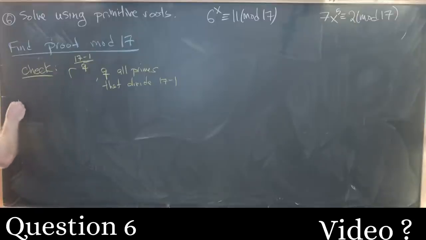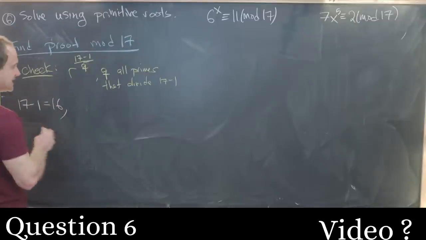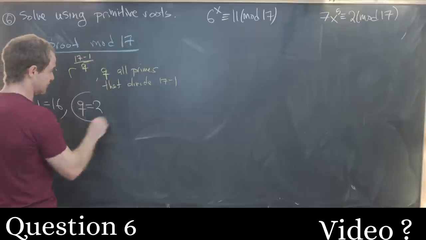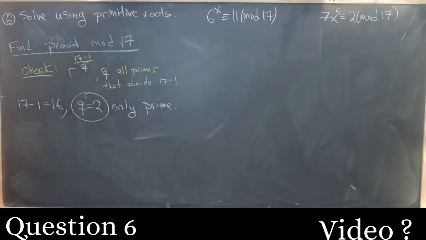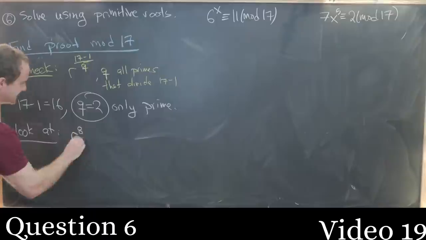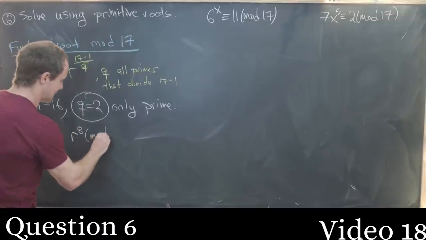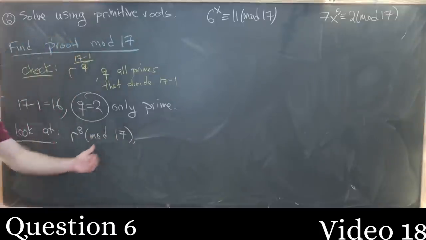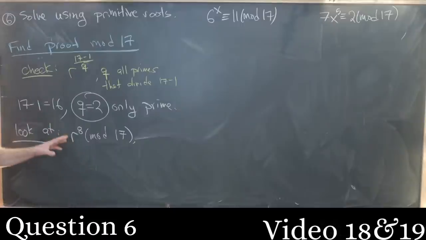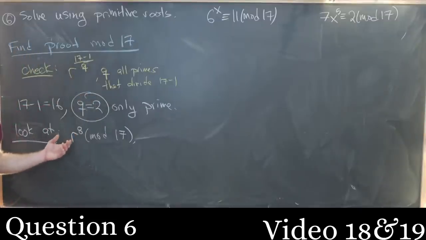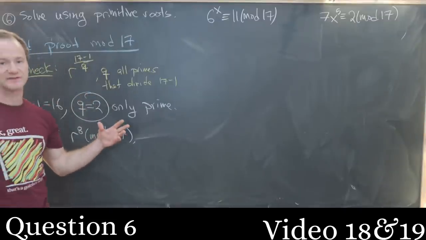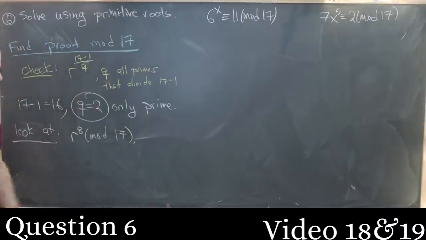So let's look at this. 17 minus 1 is equal to 16. So that means q equals 2 is the only prime that we need to check. So that means we need to look at r to the 8 mod 17 for different values of r. And the first one that we find where r to the 8 is not equal to 1, that means that the order of that r is equal to 16. It achieves the highest possible order, but that means it's a primitive root.